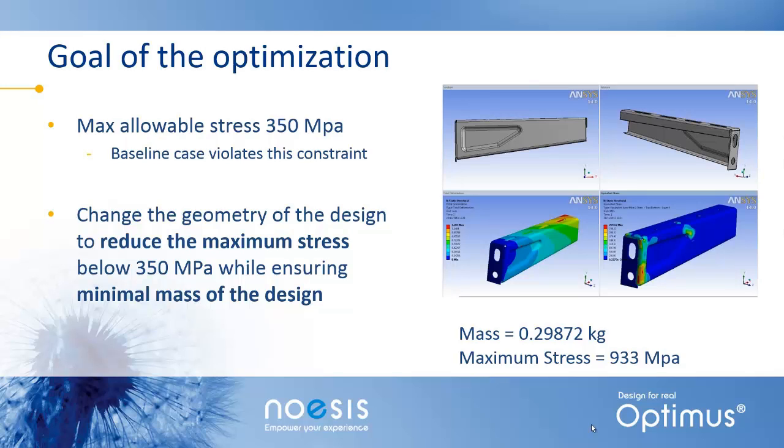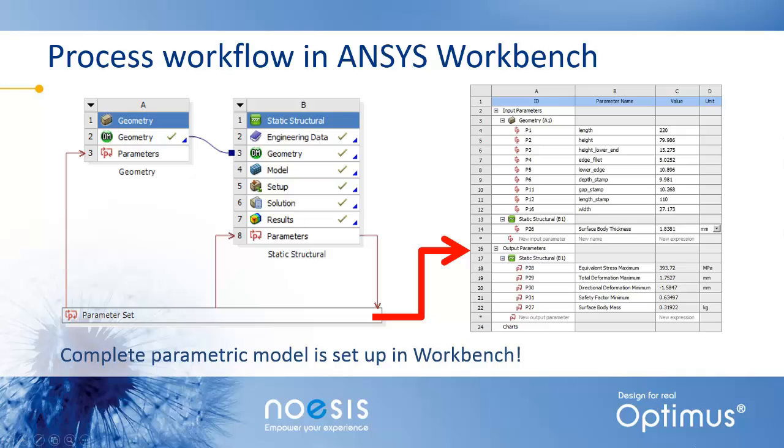There are two goals of the optimization. We found that the baseline case had an extremely high maximum stress of about 933 megapascals. The first goal of the optimization is to reduce that maximum stress below 350 megapascals. After that constraint is met, we want to minimize the mass of the overall design. For the baseline case, the mass is about 0.29 kilograms, and as I mentioned before, the maximum stress is much higher than the constraint at 933 megapascals.